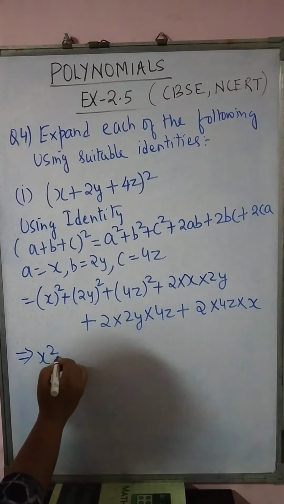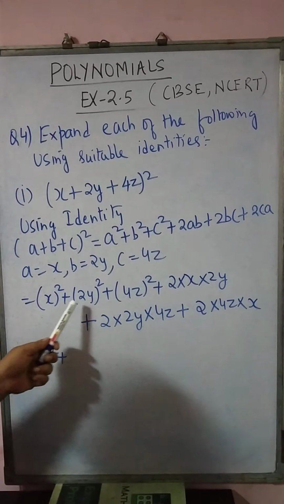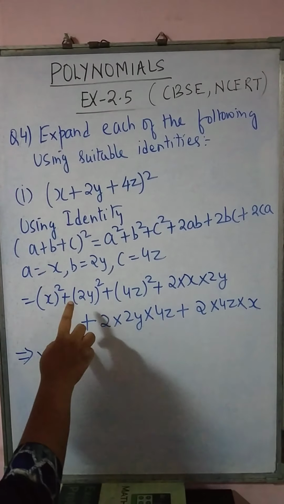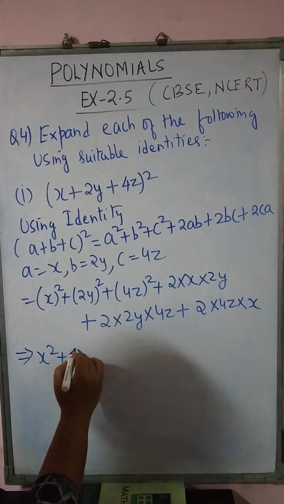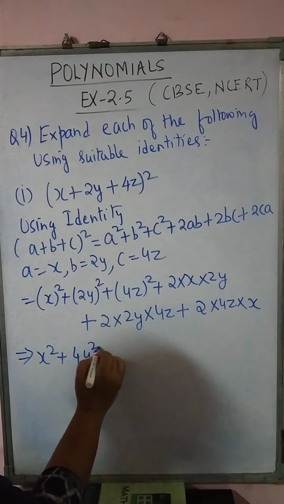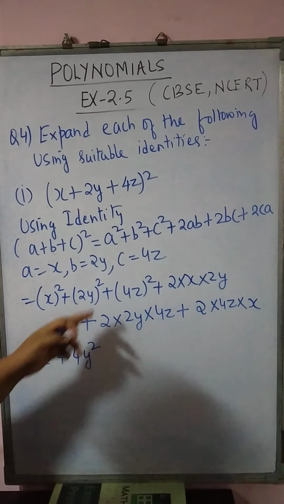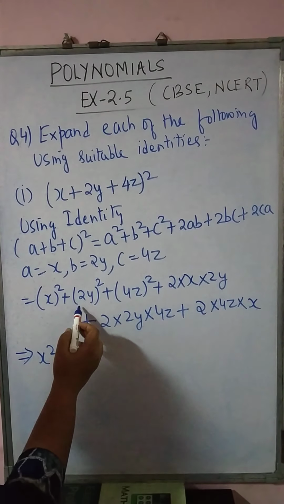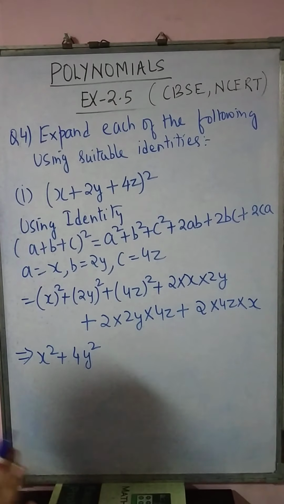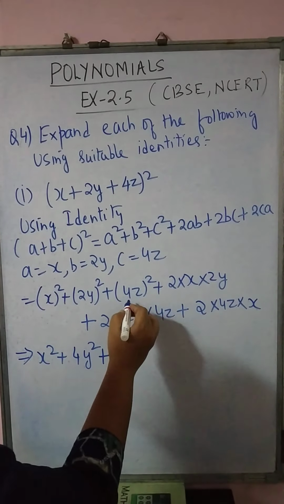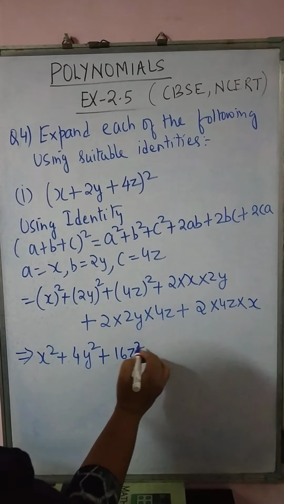x square plus, what is 2y whole square? Again here also children make mistakes. Whenever they have to do the squaring, this whole square means you have to do the squaring of both the terms inside the bracket. So square of 2 is 4 and square of y is y square. I have seen children write the answer as 2y square. They do the squaring of y but they forget to do the squaring of 2. Whole square means you have to do the squaring of both the terms. Plus, same here, square of 4 is 16 and square of z is z square.